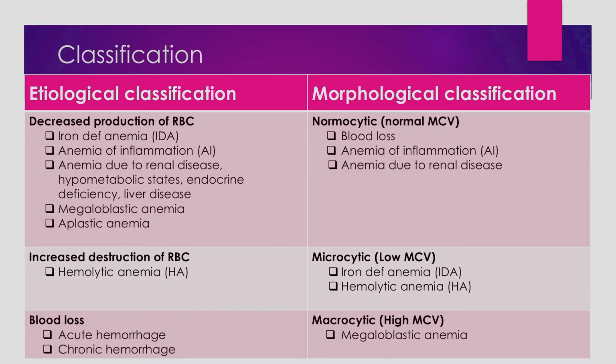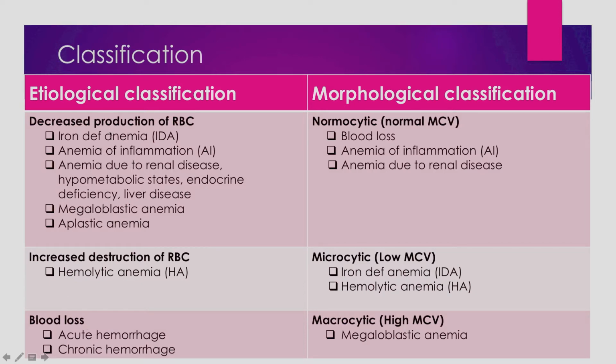Now the classification of anemia. The classification of anemia is broadly categorized into etiological classification and morphological classification. Etiological classification means according to the cause. Morphological means according to the morphology of the RBCs, according to their shape and size. The etiological classification is divided into three main categories. First, decreased production of RBCs. Second, increased destruction of RBCs. And third is blood loss. Because of any of these, anemia prevails.